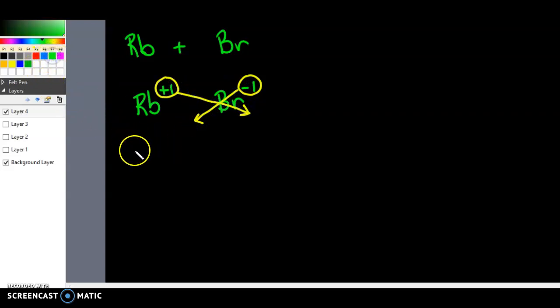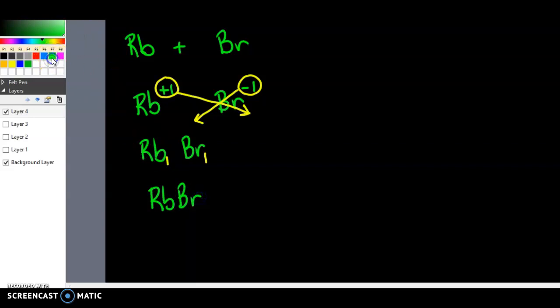So we have rubidium and bromine. We do those crisscrosses. That -1 comes down here, becomes a 1 for rubidium. The +1 comes down here, becomes a 1 for bromine. And then if it's the elements listed, we don't need to write the 1, so it's just Rb, Br.